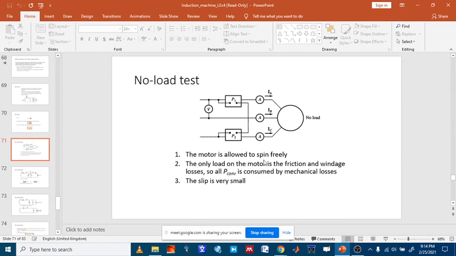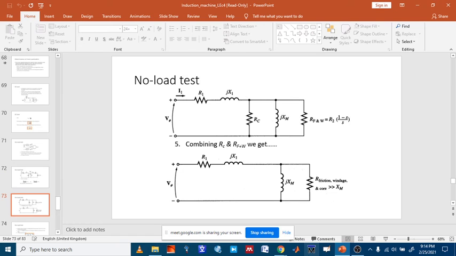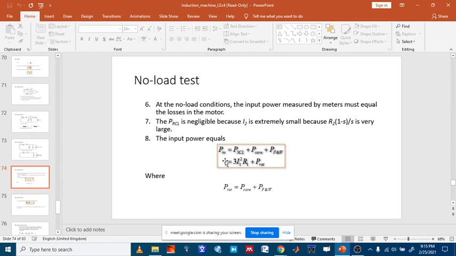In the no load test, the motor is allowed to spin freely. The only load on the motor is the friction and windage losses. So all P converted is consumed by mechanical losses. The slip is very small. In terms of the no load, P in should be equal to the losses: P copper plus P core plus P friction and windage.